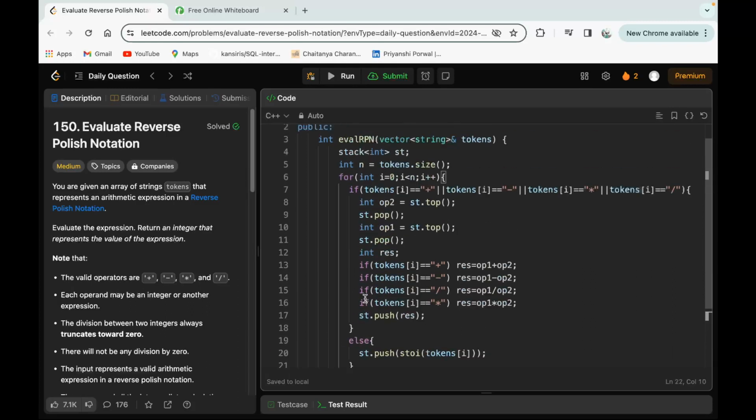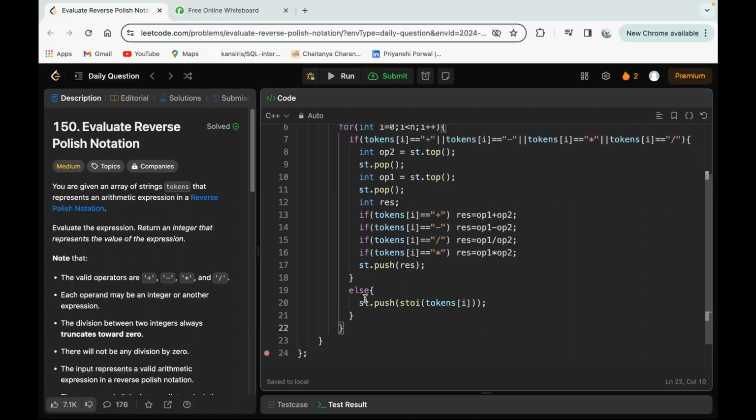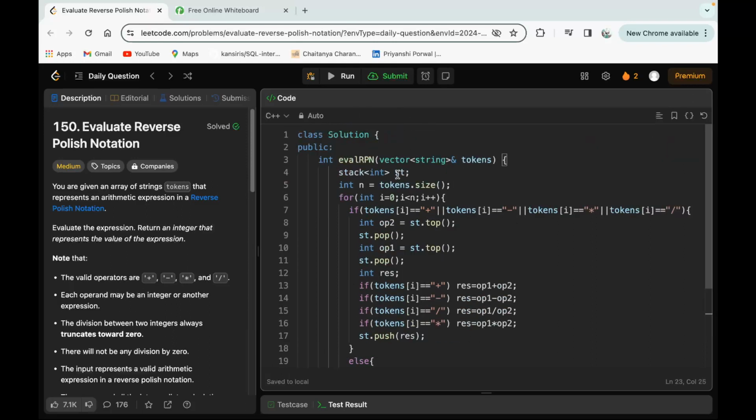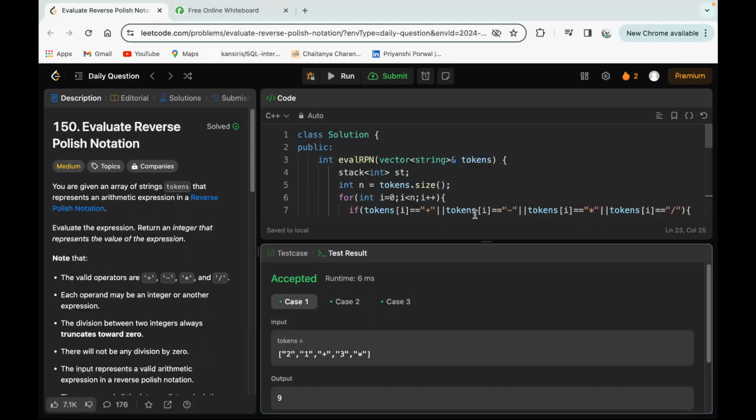Now we know after performing this iteration, right, because the expression is valid, we will be having an answer by the end, and that will be the stack's top element. The stack is going to contain only one element, that is the answer, right? So I can simply return the top element of the stack, right? Okay, now let us quickly go and check if this works. Okay, so this is accepted, right? So this is basically how we have to solve this question, right?